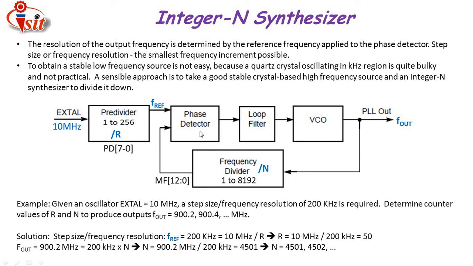Thus this closed loop structure varies step by step continuously, and we get the integer N synthesizer value by using the PLL stages. Here we are applying a 10 megahertz frequency and getting the F out frequency; this example is related to the integer N synthesizer. In that, the resolution of the output frequency is determined by the reference frequency applied to the phase detector. The step size, or frequency resolution, is the smallest frequency increment possible.